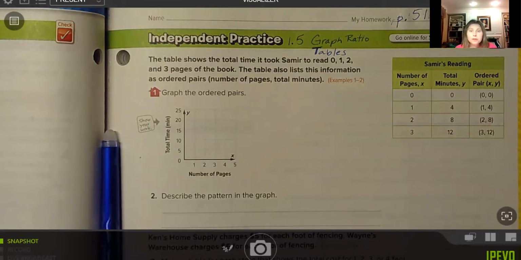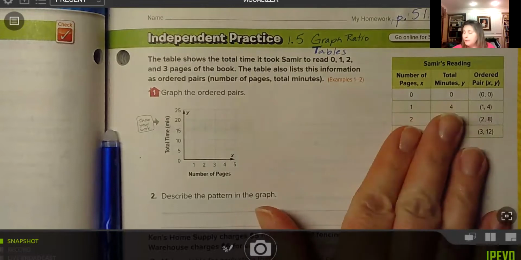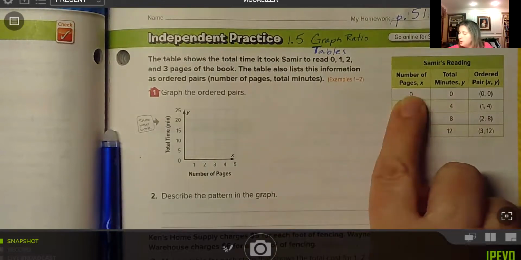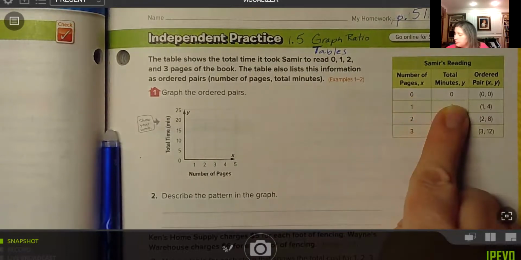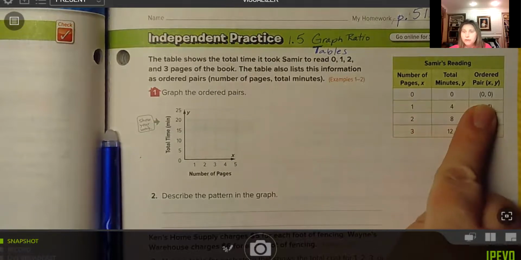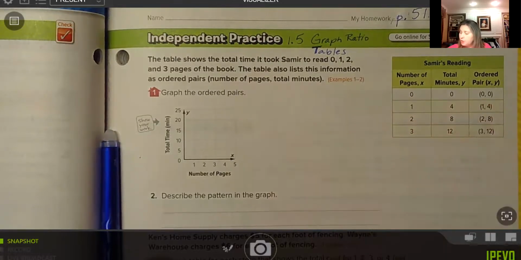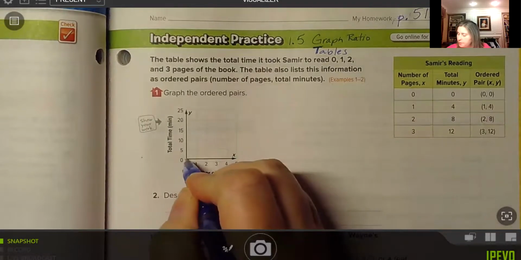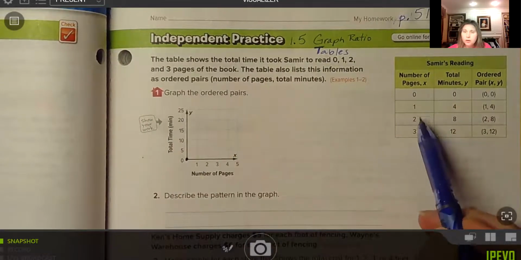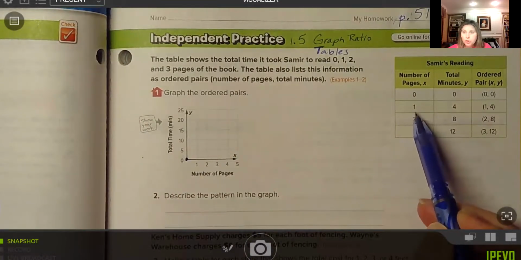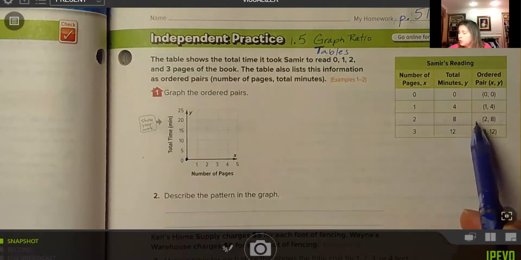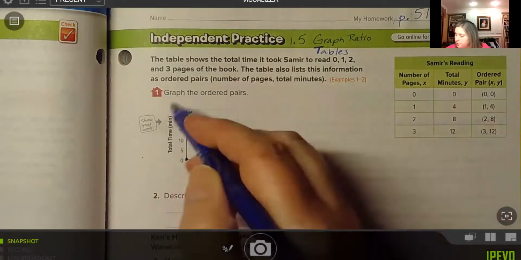The table also lists this information as ordered pairs, number of pages, comma, total minutes. So when we look at our table over here, we have 0 pages, 0 minutes. That gives us the ordered pair of 0, 0. We can go ahead and graph that ordered pair. Reading 1 page took Samir 4 minutes, so 1, 4.